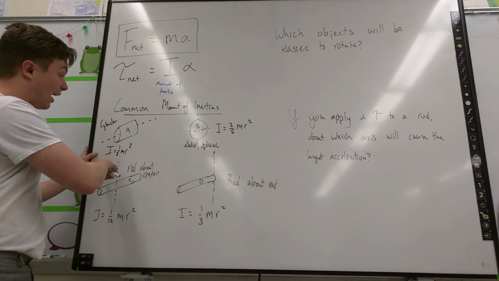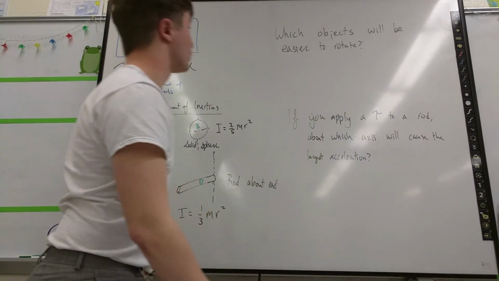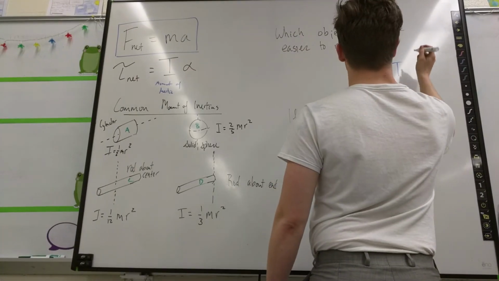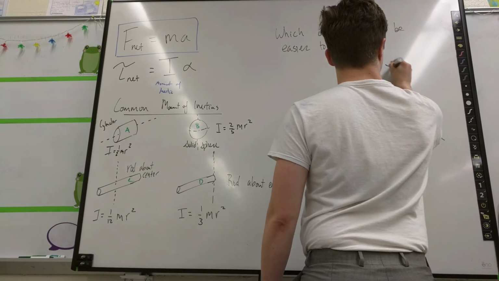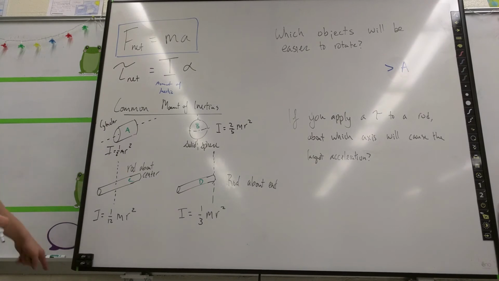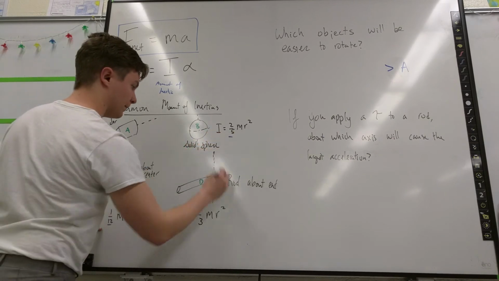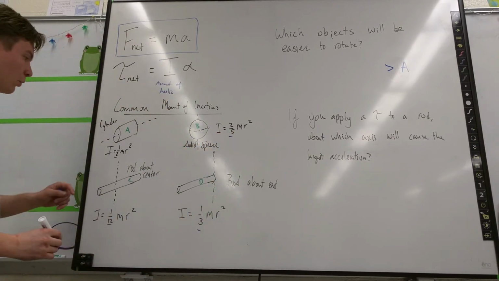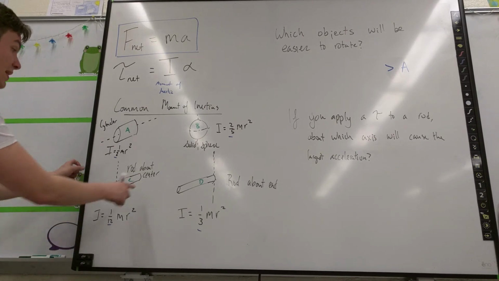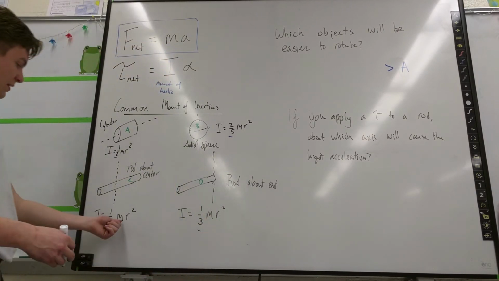Something with the largest I would be the hardest to accelerate. So I'm going to say my moment of inertia, object A, that's going to be the hardest to rotate. The easiest will be this down here, and I'm telling it by the coefficients. All of them involved mr squared, but this is 1/2, and this over here is 1/12. So it's easiest to rotate a rod about the center, assuming that you have the same mass.